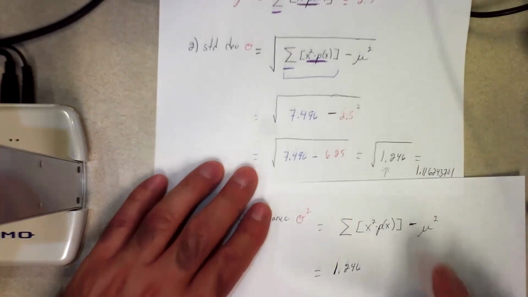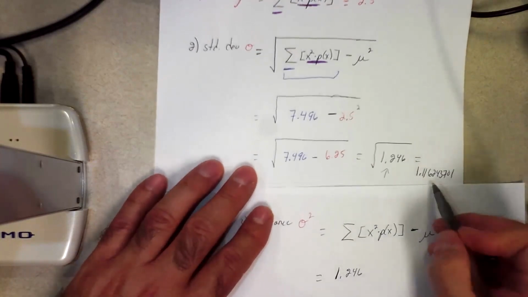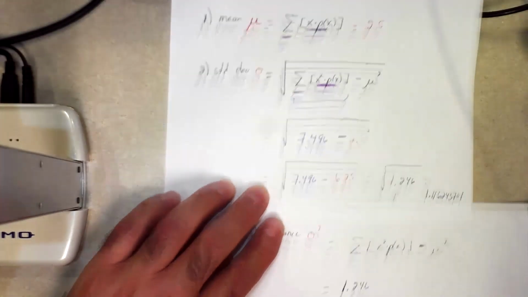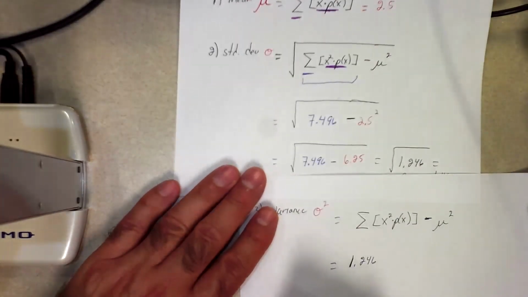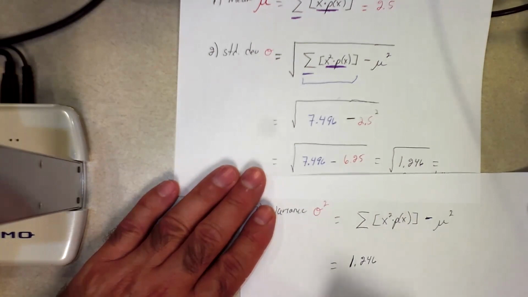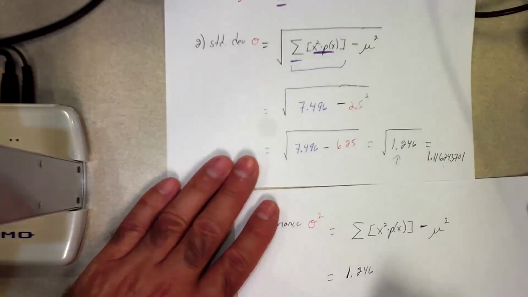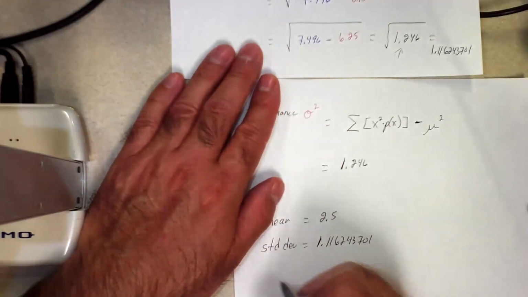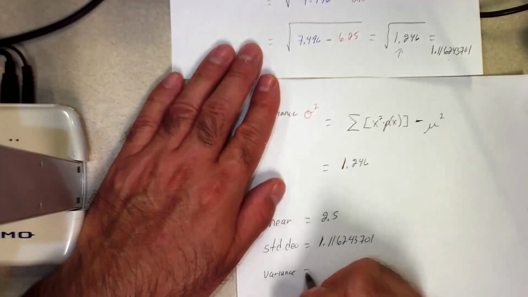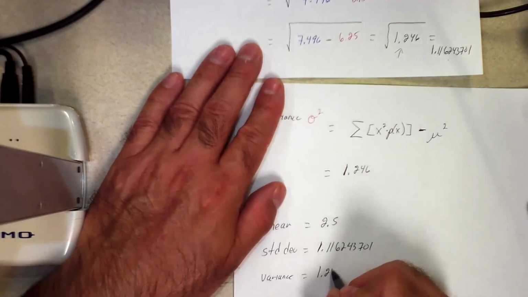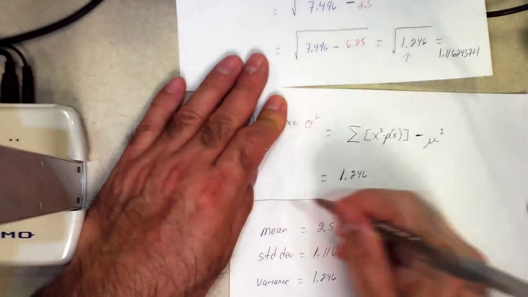All right, so now I got my variance, I got my standard deviation, I got my mean. So let me write them all down. My mean ended up being 2.5. My standard deviation was 1.116243701. And my variance was 1.246. And now you're ready to round.